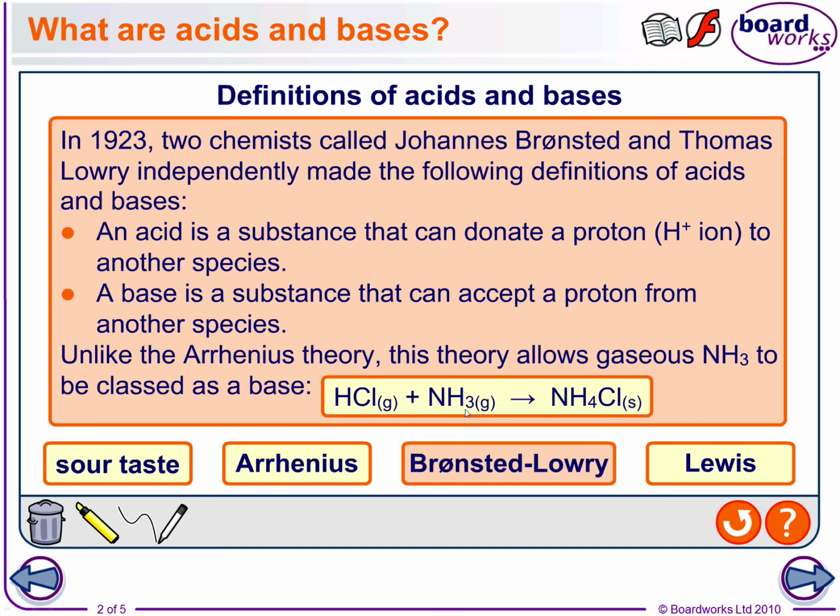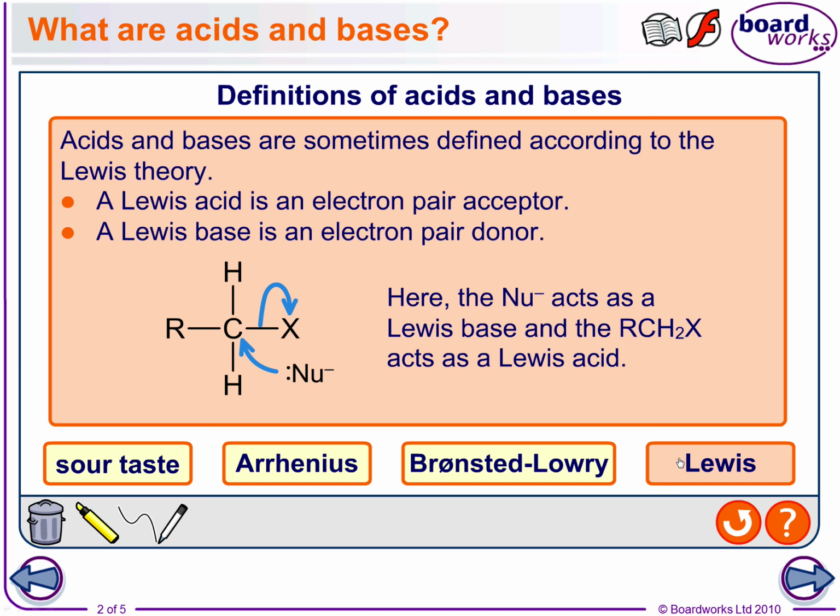If you look at the ammonia in the equation here, it's actually acting as a base by accepting a proton from the HCl. By Arrhenius' theory, this couldn't be a base because it just doesn't generate an OH minus ion. So it proved with Bronsted and Lowry that Arrhenius was in fact incorrect. Now, for Unit 5, you may well be asked to talk about Lewis acids and Lewis bases. A Lewis acid is an electron pair acceptor, and a Lewis base is an electron pair donor.